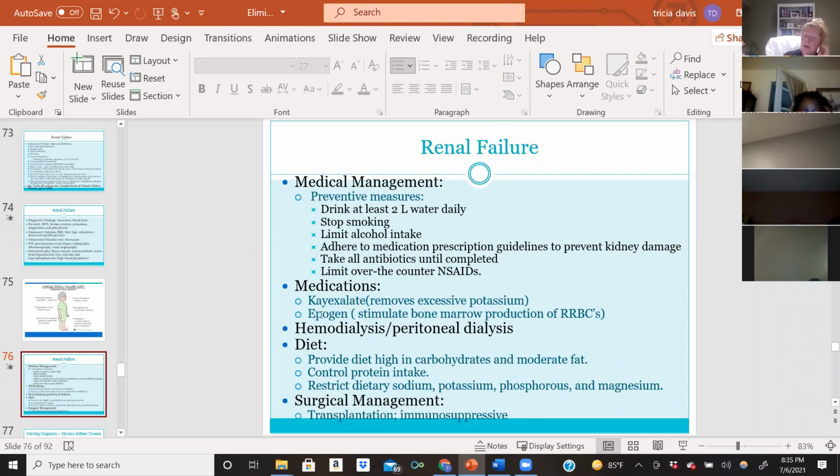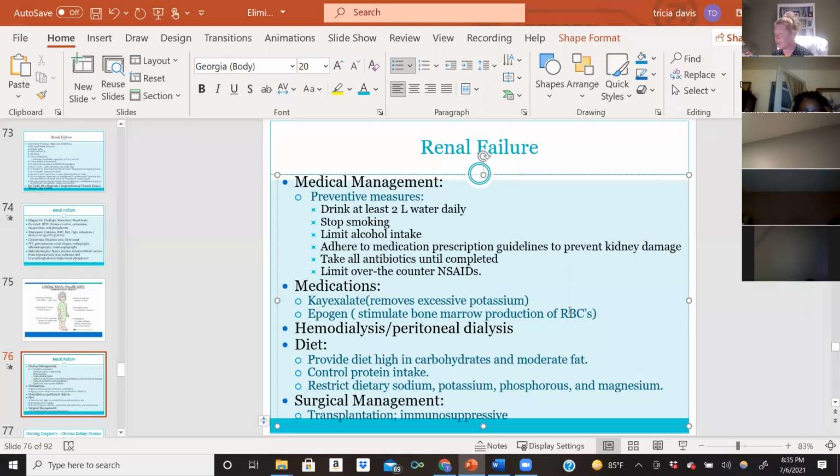Medications we may give, well, we might be giving K-Exalate because this is going to help remove the excessive potassium. It'll be excreted in their stool. And then we want to give Epogen. So patients that are on dialysis, typically after dialysis is done and they come back up to us, we give them an injection in their belly. It's a subcutaneous injection of Epogen, and it helps to stimulate bone marrow production of red blood cells so they don't have the issues with anemia.